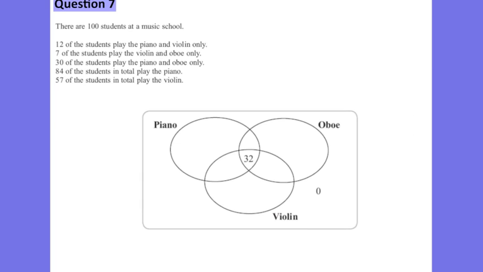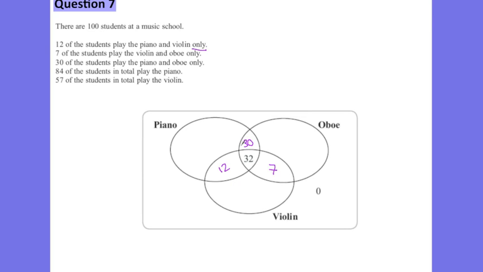Question number 7. There are 100 students at a music school. Here we have 12 of the students play violin, piano and violin only. That means in this section here, directly goes 12. 7 of these students play violin and oboe only here. They do not play piano as well. 30 of them play piano and oboe only.